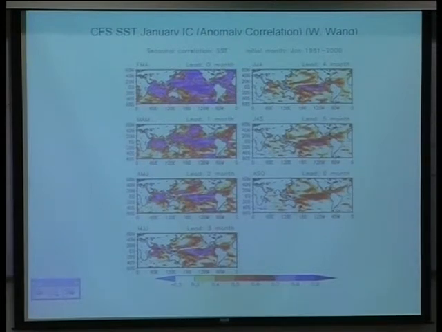Yes, sir? Correlation with anomaly. Yeah, so it's correlated with observed SST.